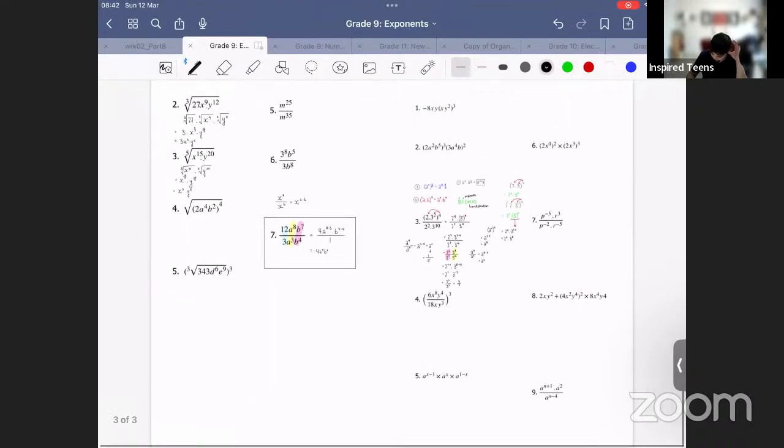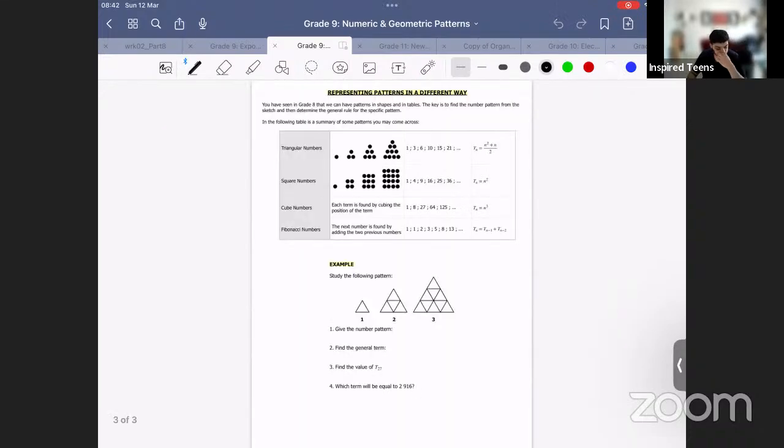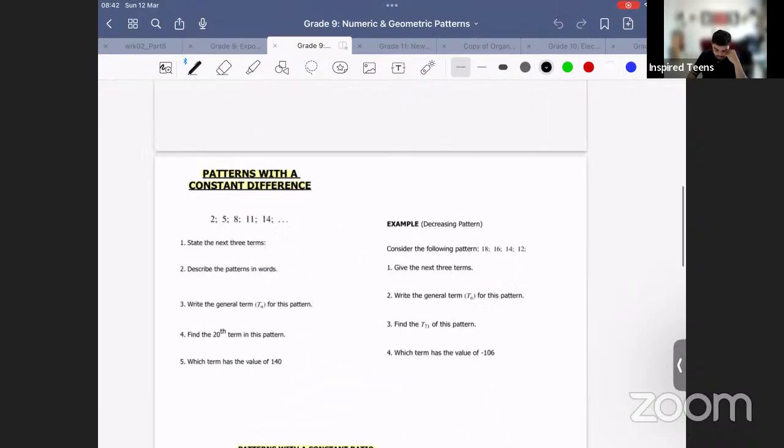Okay, so yeah, please complete the rest of the examples. Let me know how it goes. Let me know if you need help. Let's move on to doing some number patterns.